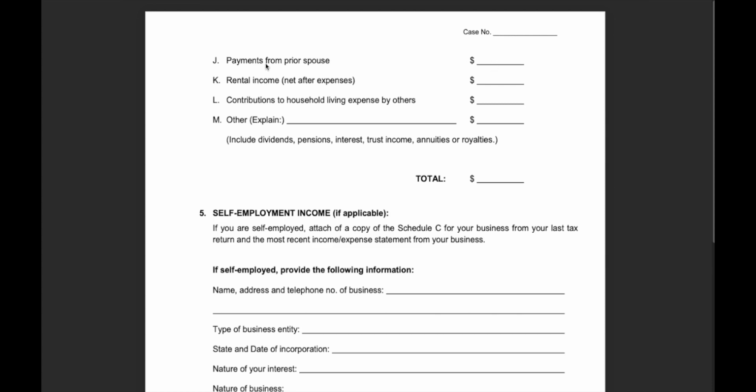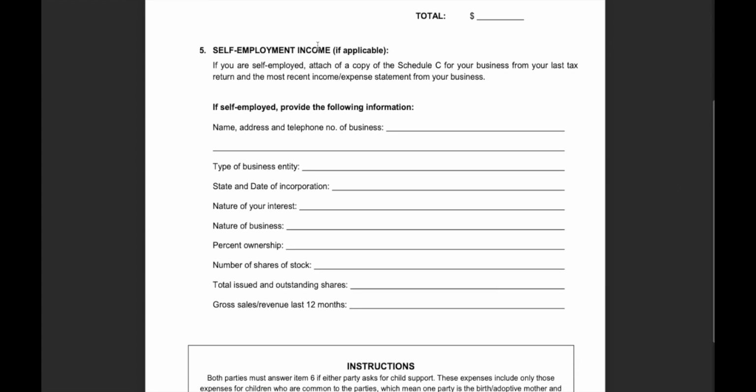Rental income, so if you are lucky enough to have multiple properties and are receiving monies from that, you're going to list this as well. Contributions to household living expenses by others. So if somebody is helping you out throughout the month, this is going to be a line that you're going to list that money that you're receiving each month. Others, so sometimes people receive trust income, annuities, or pensions, and you're going to explain where each of these are from and the monthly amount. Once you have properly listed all these lines, you're going to total your amount for your monthly income here.